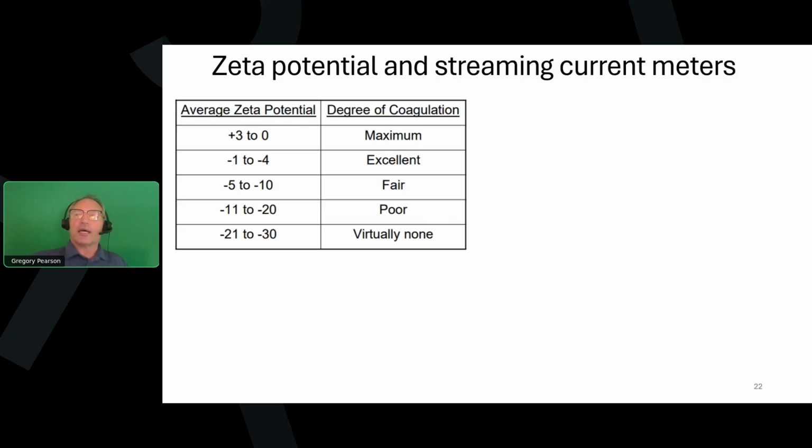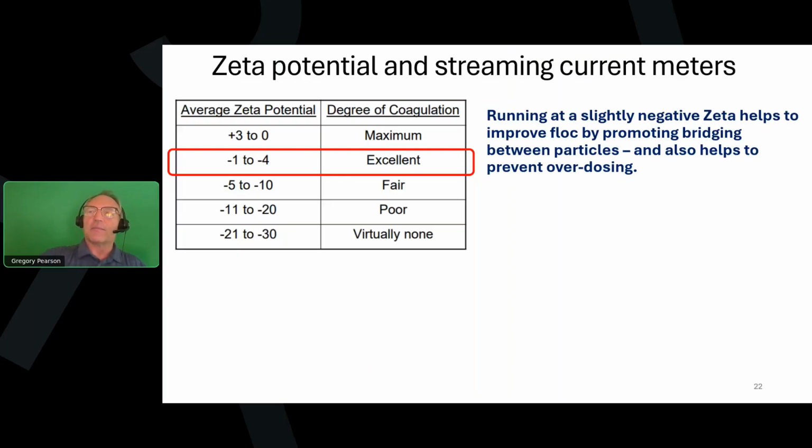You can also use the concept of current. As you remember, we talked about turbidity in the water being negatively charged and coagulants being positively charged. Well, you would think that we'd be pretty close to a neutral charge when we combine those two things. But actually, we mostly want to run with a slightly negative charge, and this is called zeta potential because of the measurement that's used.